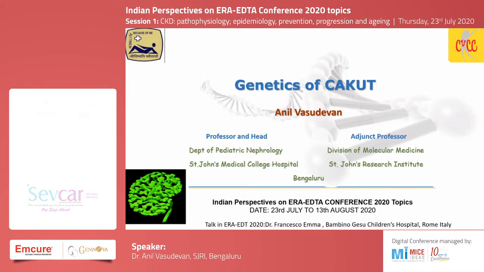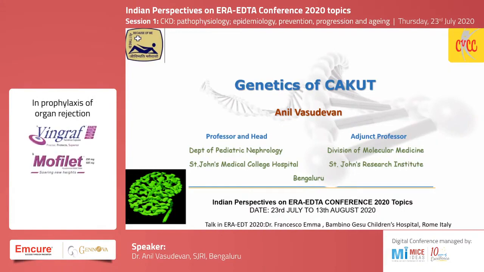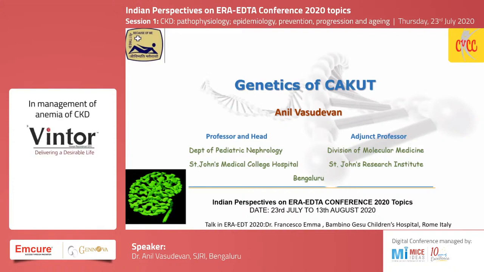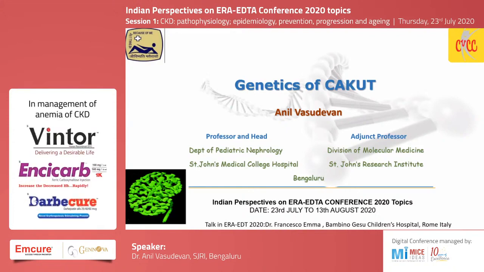When we talk of genetics, especially in the field of nephrology, we think of steroid-resistant nephrotic syndrome as one of the most common etiologies, where we do a lot of genetic workup. And then come the tubular disorders, and then the ciliopathies. CAKUT is never seen very high up in the list.